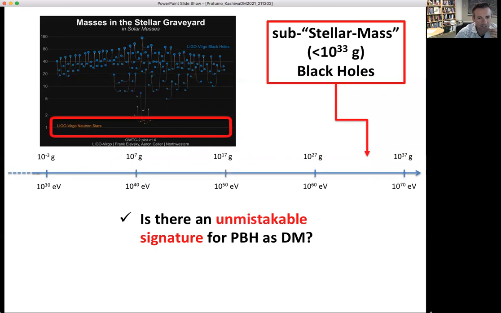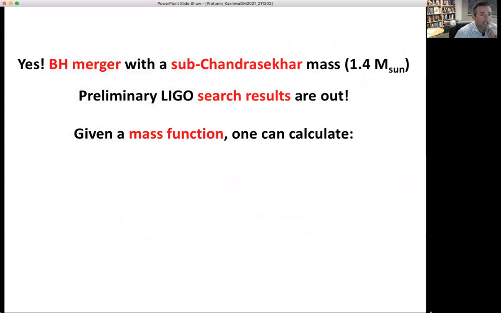These black holes are especially interesting because they give an unmistakable signature that at least some of the dark matter is in the form of black holes of non-astrophysical origin. So the question is, can we get a calculation that allows us to understand what is the maximal number of black hole mergers that involve one sub-Chandrasekhar mass black hole?